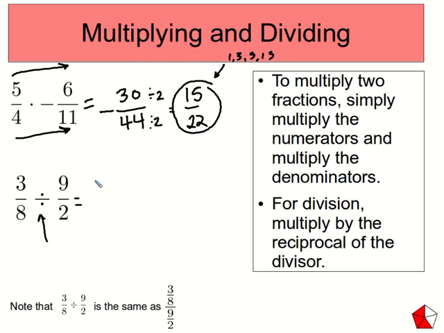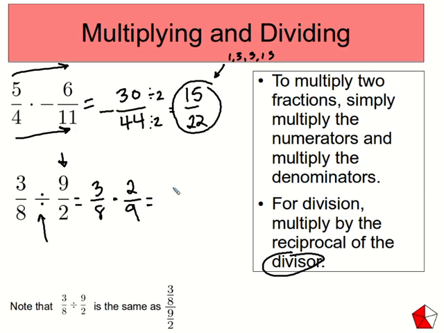Instead of doing a division problem, we're going to actually turn it into a multiplication problem. And the way you do that is you multiply by the reciprocal of the divisor. And this word divisor is very important. Remember that the divisor is the number that you're dividing by. So now this is a multiplication problem.